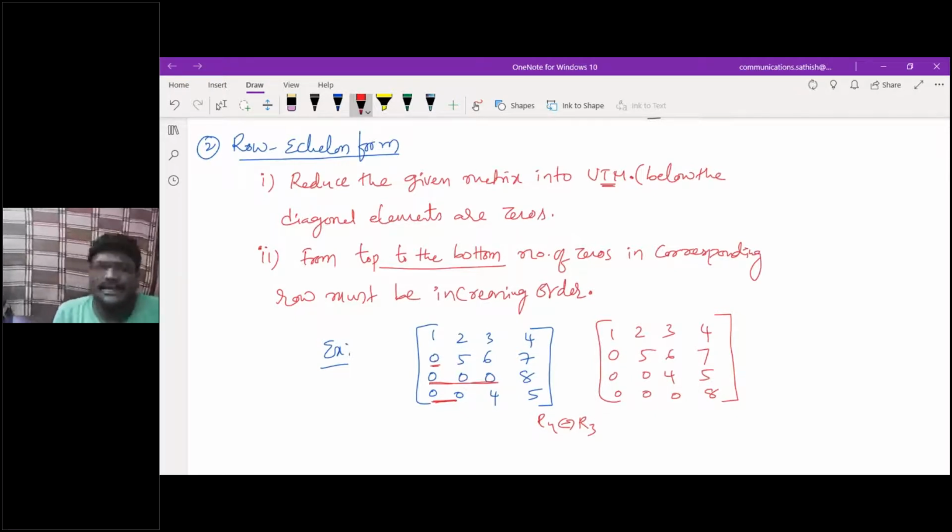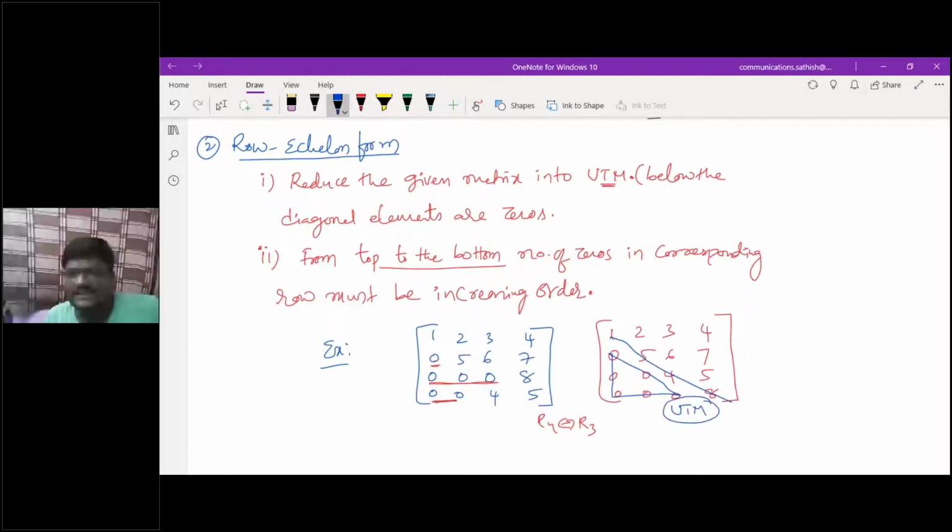Here these are the diagonal elements, and below the diagonal the elements are 0. Then this is your upper triangular matrix. In the second method also, from top to bottom we have 1 zero, 2 zeros, and 3 zeros. Sometimes you can have a doubt: if I make this 8 also 0, then there would be 4 zeros, so there is no other option, you have to keep those zeros in the last row only. In that case I call it a 0 row.